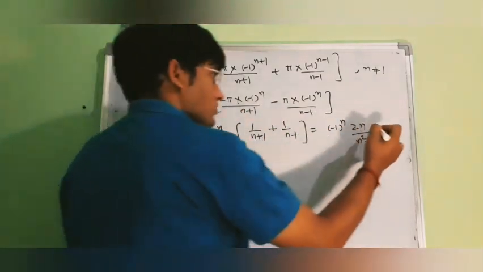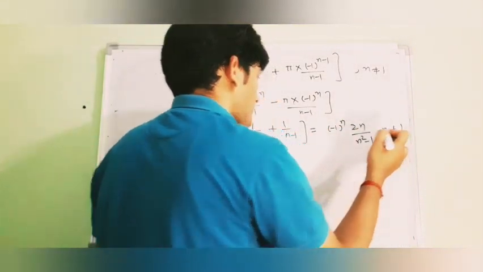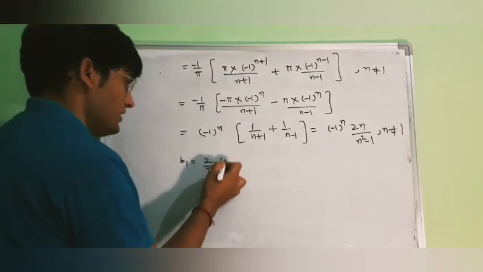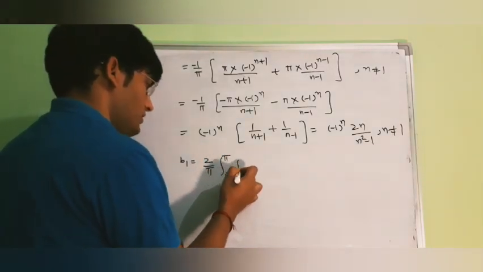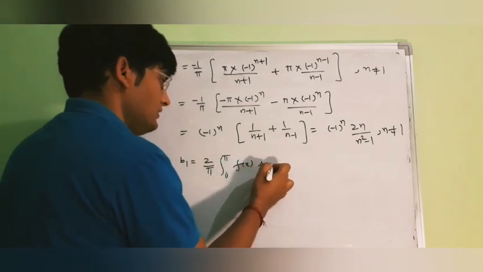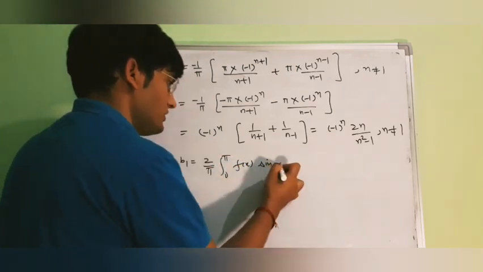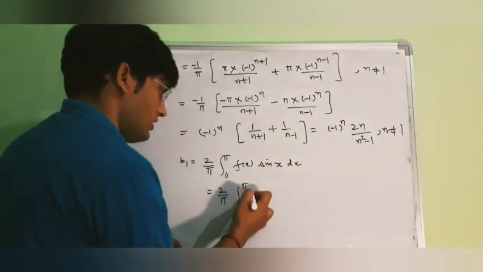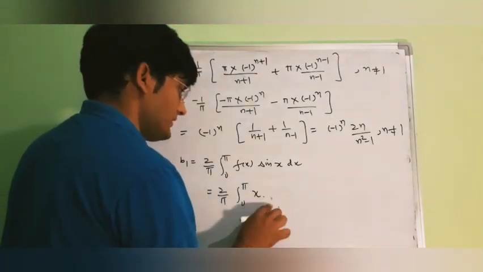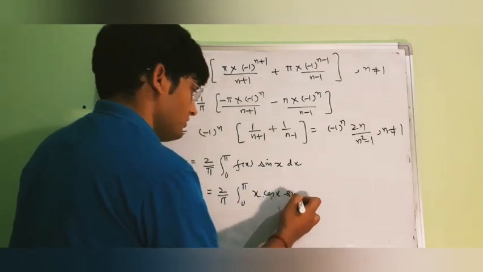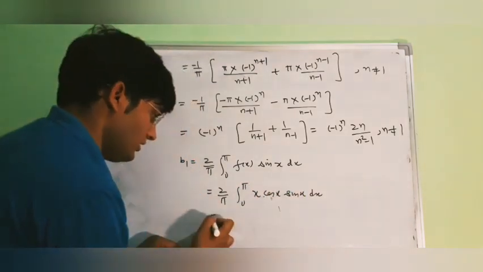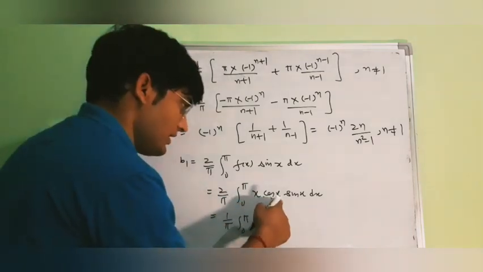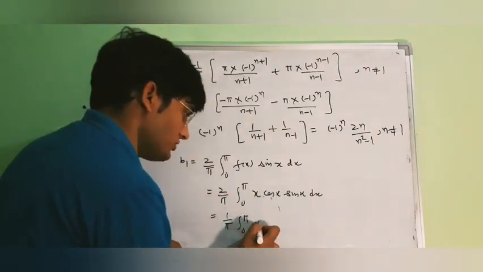Now as n was not equal to 1, so let us find out b1 separately. Now b1 will be 2 upon pi, integral from 0 to pi. Our b1 will have sine with n equal to 1, so this will be sine x. As our f(x) was x cos x, so this will be x cos x sin x dx. Now we can take this 2 common in the bracket, so here we will have 2 sin theta cos theta, that is sin 2 theta.